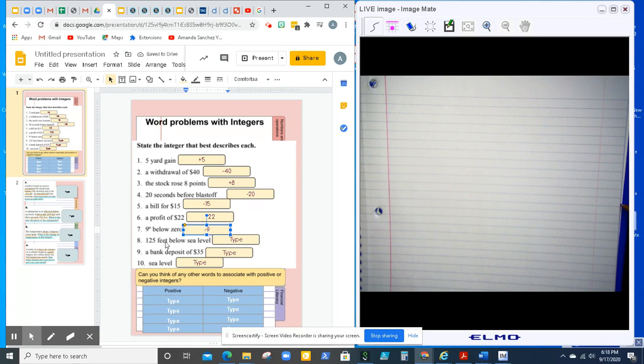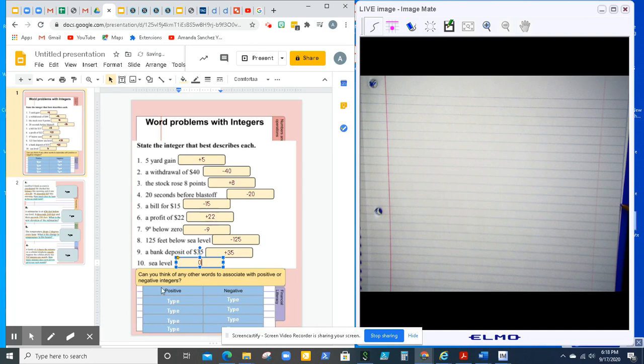125 feet below sea level. So sea level is at 0. It's like if you were floating on the ocean, that's 0. When you go underneath the surface, that's below. So it would be negative 125. And a bank deposit of $35. So a deposit is when you put money into your account. So positive, you're earning money, $35. Sea level, remember, it's when you're floating on the ocean, so it's 0.